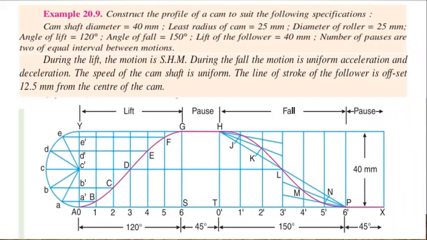So this is today's problem, which depends on two types of motions. The first one is simple harmonic motion, and the second one is uniform acceleration and retardation. First of all, study the question and gather the information from it. Construct the profile of a cam to suit the following specifications. The diameter of the camshaft is 40 mm. Next, the least radius of the cam is 25 mm.